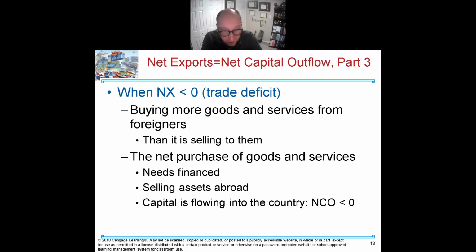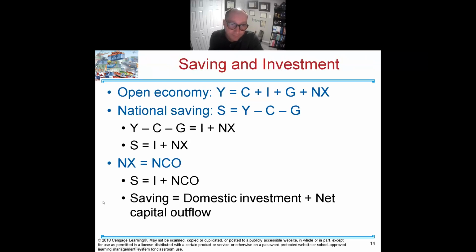Net purchases of the goods and services need to be financed. They may be sold abroad, and of course, the capital is flowing into the country that is providing the goods and services. In an open economy, it's important to understand the finances of the open economy by understanding the concept of gross domestic product.